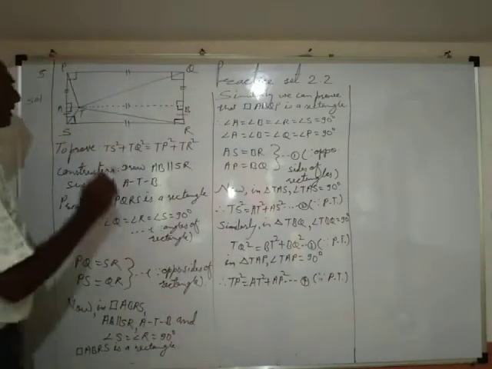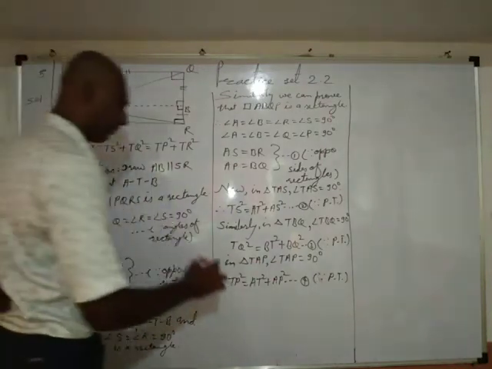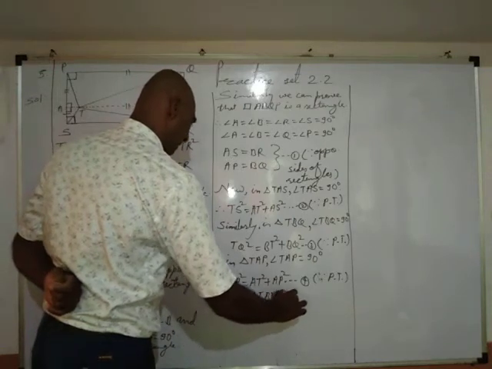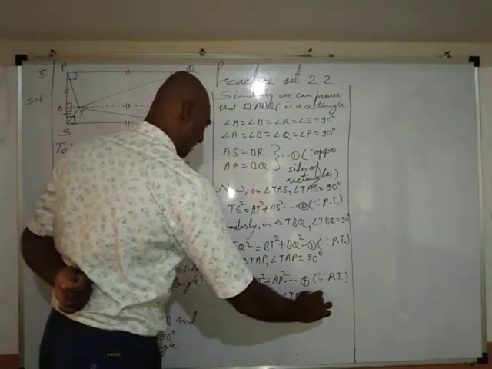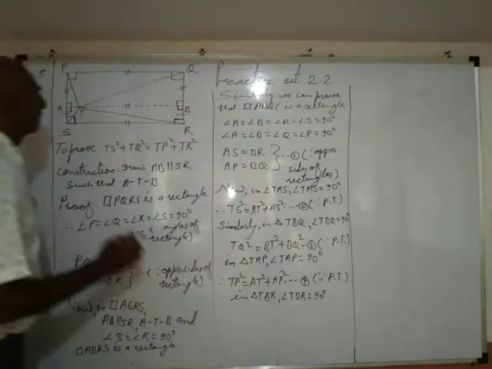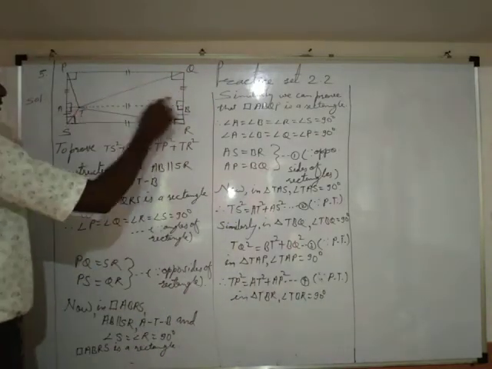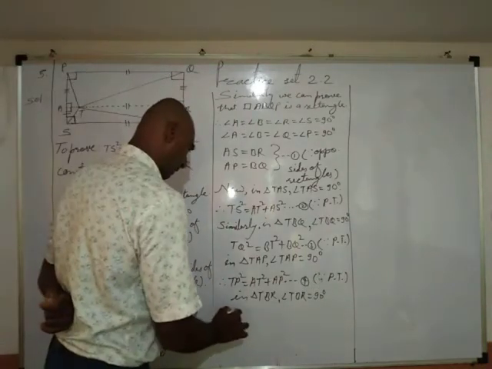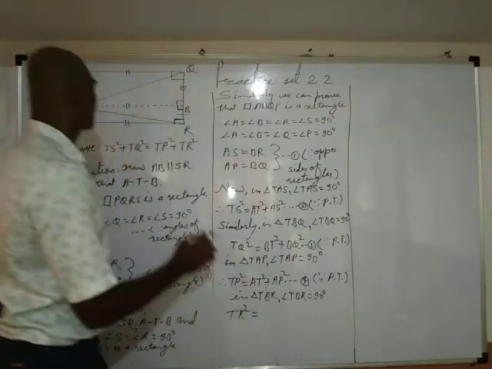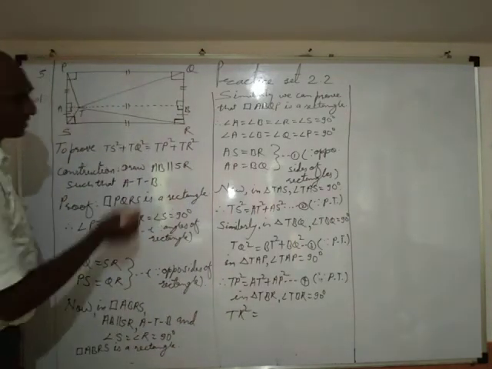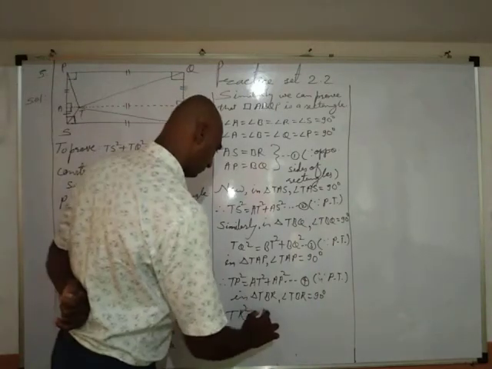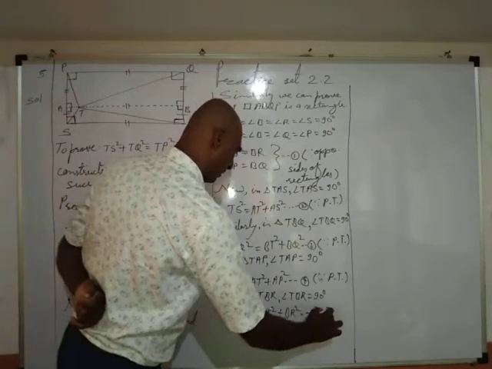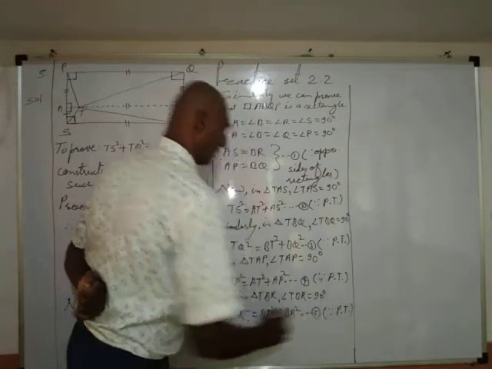And now the last triangle, TBR. In triangle TBR, angle TBR equals 90 degrees. Therefore TR square equals BT square plus BR square. Equation 5, since Pythagoras theorem.